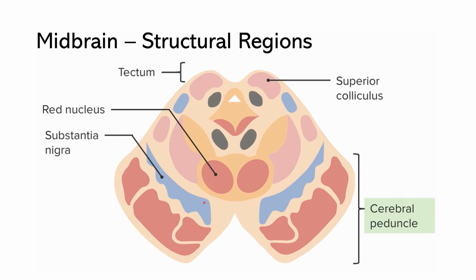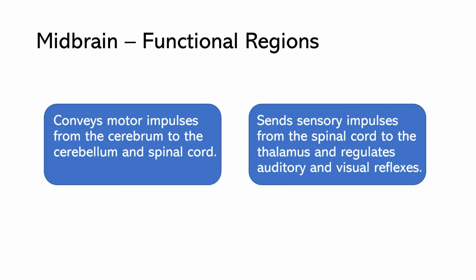Loss of these neurons has been associated with Parkinson's disease. Another structure is the red nuclei. They are called this because they have a rich blood supply and iron-containing pigment, and that makes them actually appear red. These are also important for controlling muscular movements.